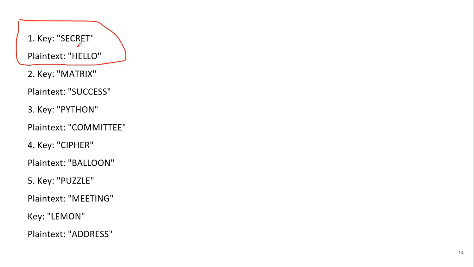Key is secret, plaintext is hello, matrix success Python. Now when the keyword you are using is puzzle, at that time your keyword directly becomes puzle, because you are not allowed to use repeated letters. And for meetings, even though double E is there, when you make the digram, double E is not coming together, so there is no need to fill the X.